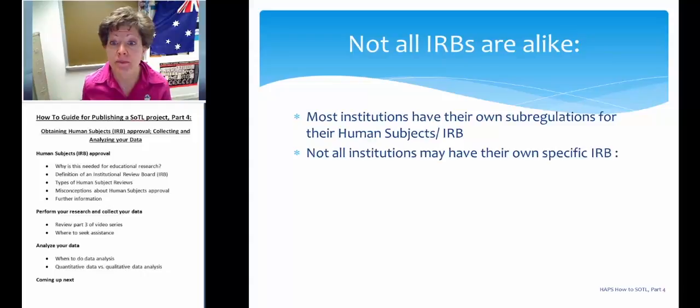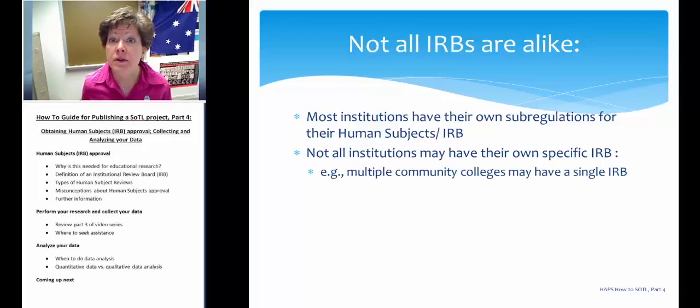Keep in mind, too, that not all institutions may have their own specific IRB. So, for example, many community colleges may be under the auspice of a single institutional review board. Again, if you're teaching at a community college and you're not sure, contact your dean's office, ask them about the IRB, and they may be able to say that they don't have an IRB on campus, but there is an overall IRB that is looking over multiple institutions in the same general geographic area.